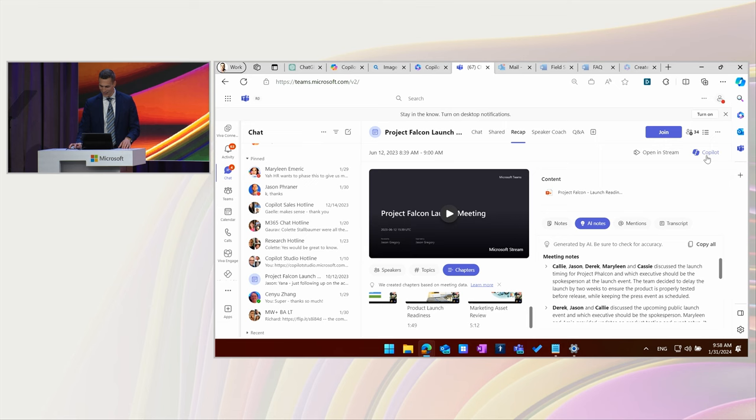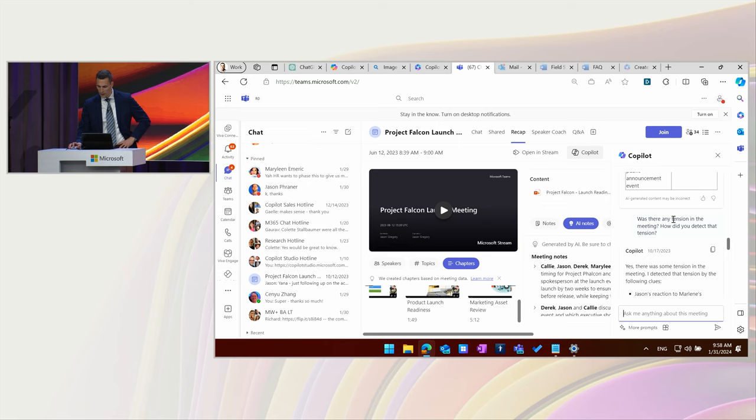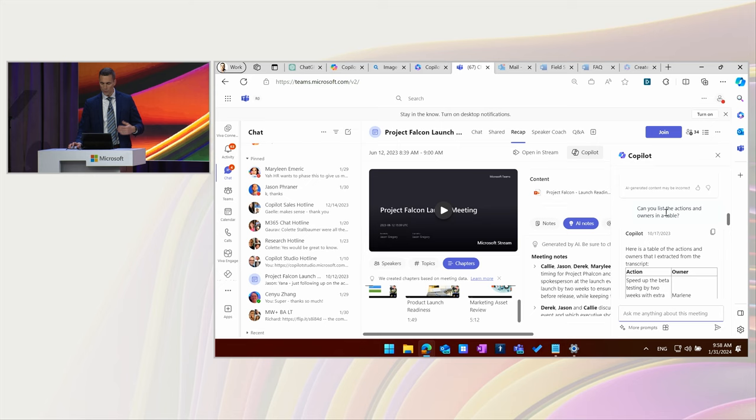Okay, so I have some sweet queries here to show you what this is all about. We're just going to look at a couple of them quickly. For instance, I can ask it, simply, can you list the actions and owners in a table from this 30 minutes of discussion? It says, sure, and I'm here with the table of actions and owners that I extracted from the text.